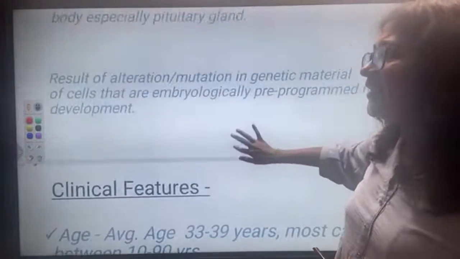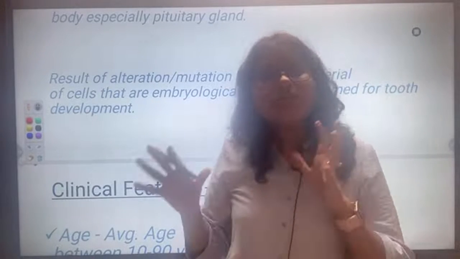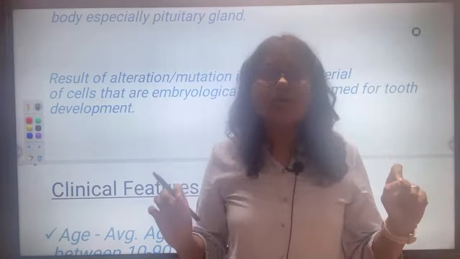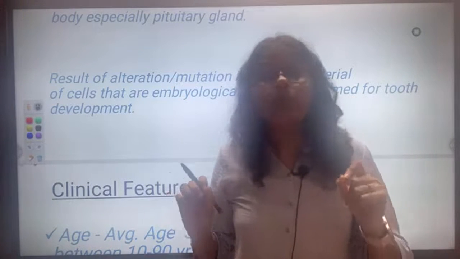Okay, one thing that I did not cover. Now we have seen the tissues of origin, but why is it happening? Some kind of mutation, some kind of problem in the cells that form the tooth, right?